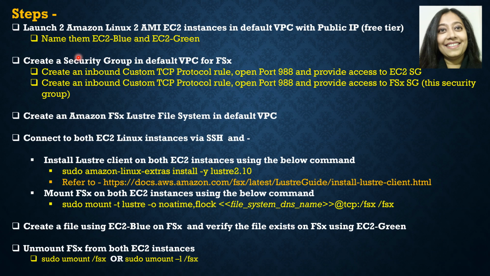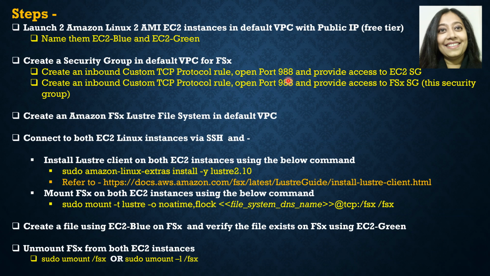After launching our EC2 instances, we will create a security group in our default VPC for our FSx file system. In this particular security group, we will create two inbound custom TCP protocol rules. In the first rule, we will open port 988 and provide access to our EC2 security group. This is to ensure that our EC2 instances can communicate with the FSx file system. In the second rule, we will open port 988 and provide access to the very same security group that we are creating. This is to ensure that Amazon FSx is able to communicate with its file system servers.